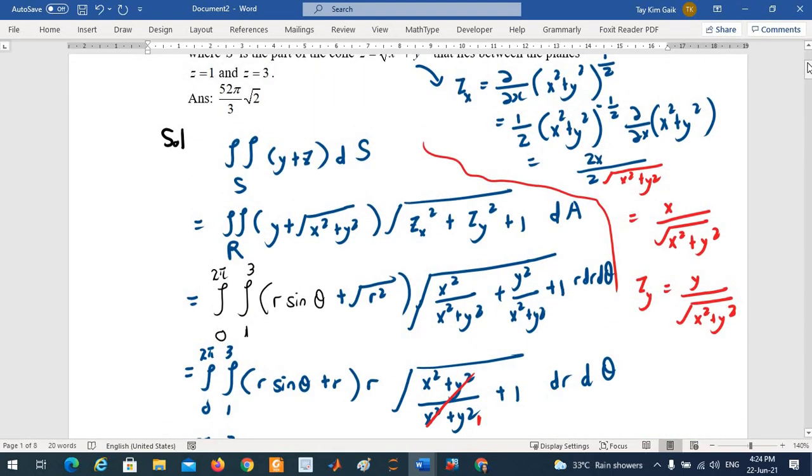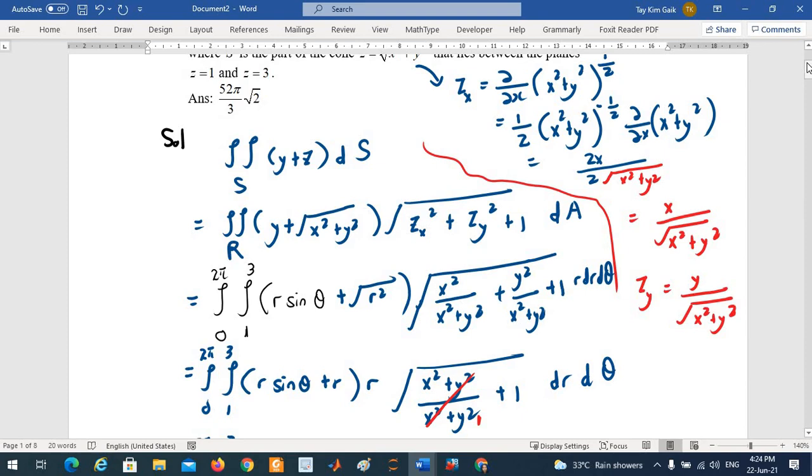So z is replaced by the cone equation. And then the region R is circular, which uses polar coordinates. dA becomes r dr d theta. Y becomes r sin theta. X squared plus y squared is r squared. This is z_x squared.